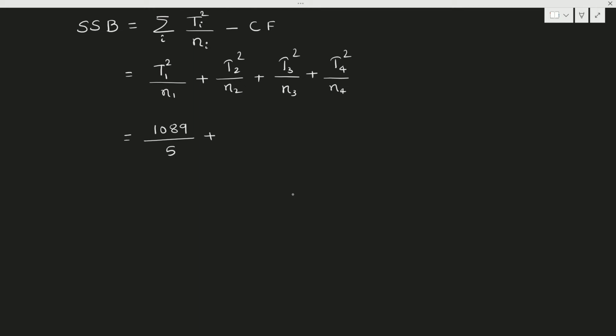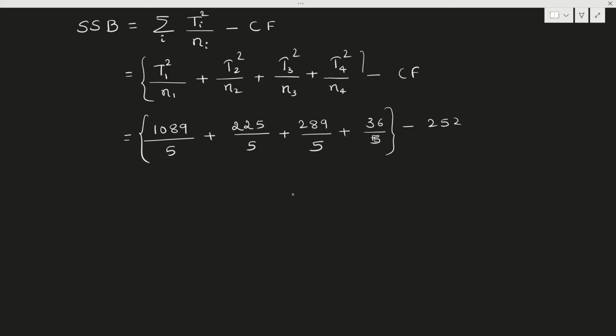So, it is 5, plus T2 square is 225. So each column contains 5 values. T3 square is 289 divided by 5. And here it is 36 divided by 5. Minus correction factor 252. If you get confused, write it in a bracket. Okay. Now, just simplify.